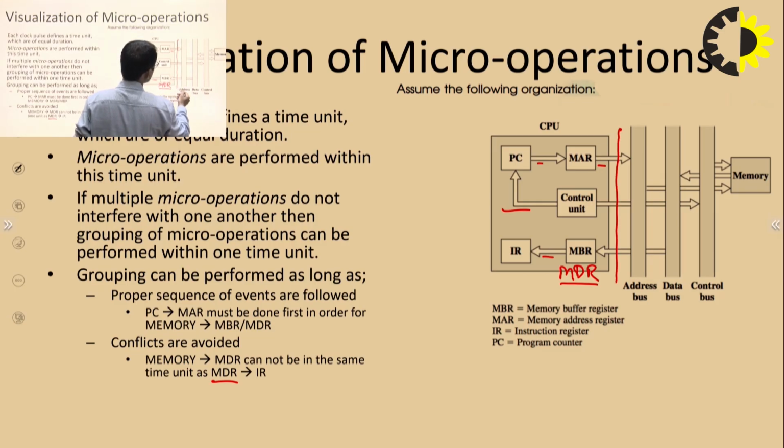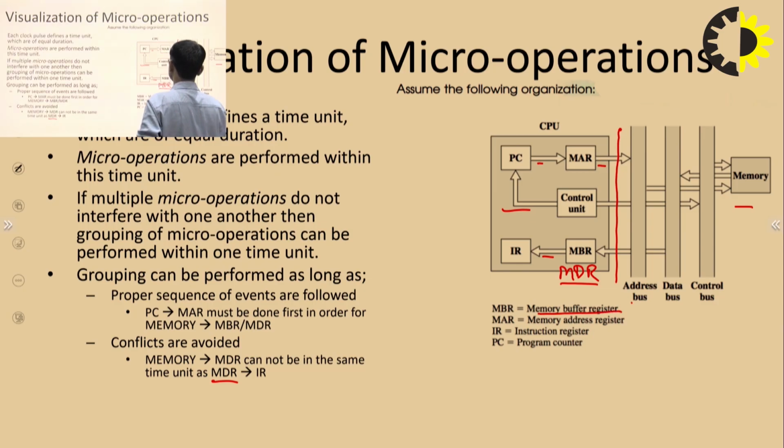Okay, and if you see, these are connected through an internal bus system, and this CPU is also connected to outside buses, the address and data bus, and finally it is connected to memory. So, MBR means memory buffer register, that is called MDR also. In some books MAR is called memory address register, it is called MAR in some other books. Okay, IR is the instruction register that contains the instruction, and PC is the program counter that tracks the sequence of which particular instruction is to be executed.